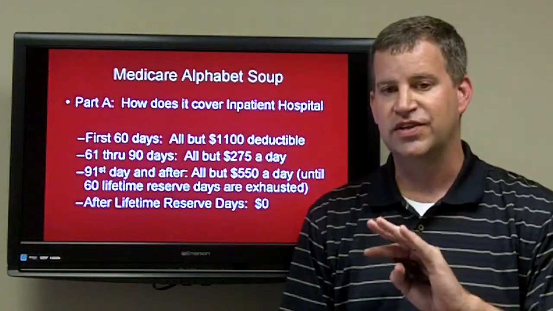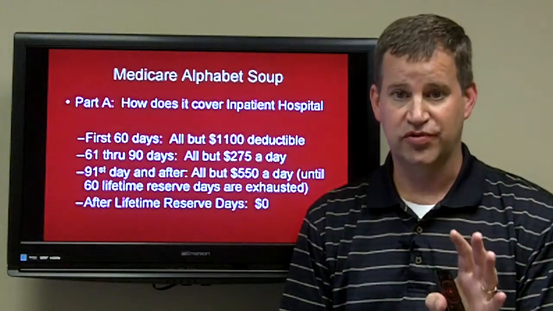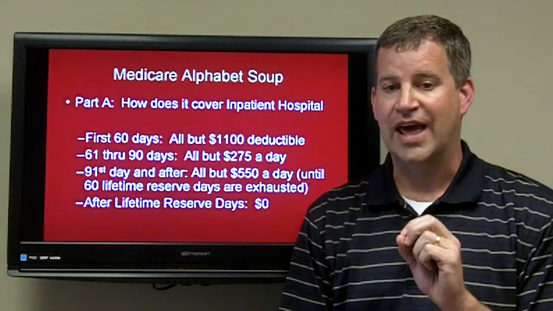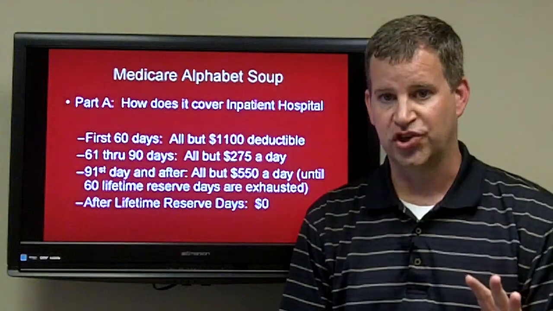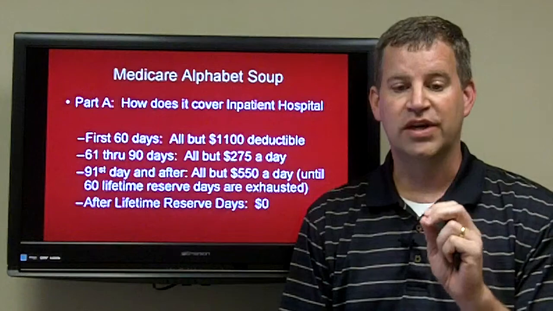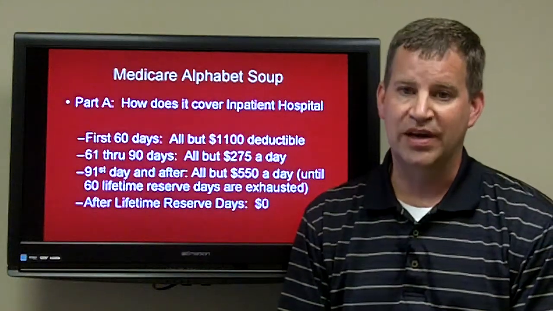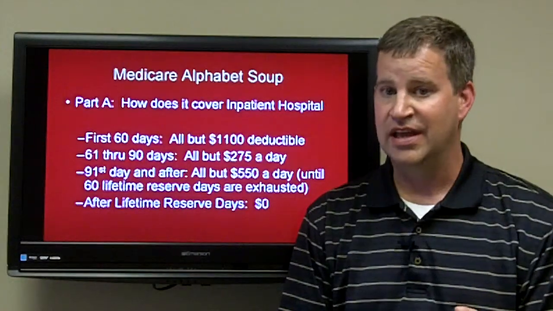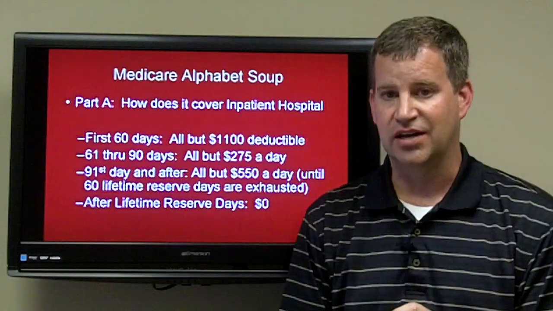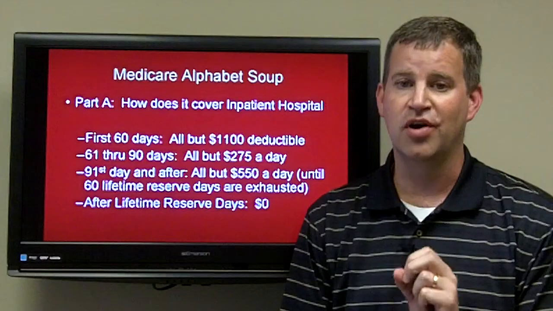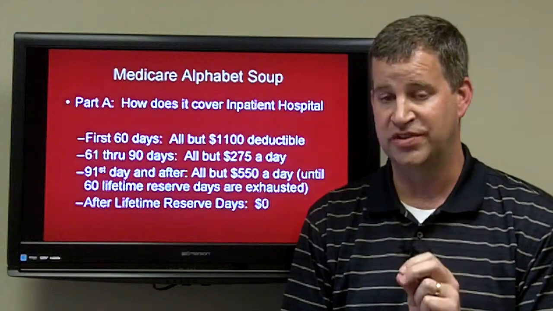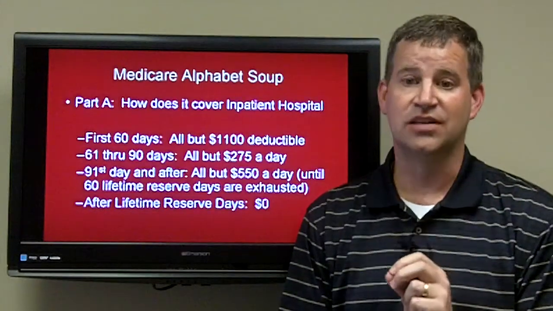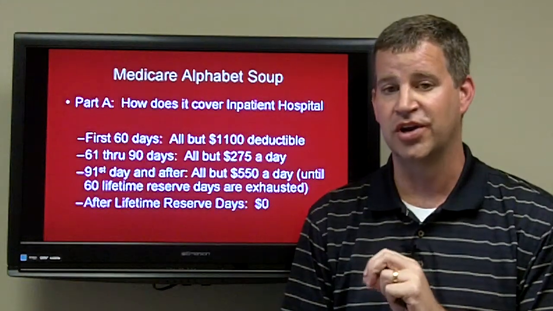So how does Part A cover your hospital coverage? First of all, these numbers are 2010 numbers. And secondly, they are assuming that you do not have any type of supplement insurance. So if you look at the first 60 days that you would spend in a hospital, Medicare is going to pay everything except for an $1,100 deductible, and that is per benefit period. So you could potentially have up to 3 deductibles within a 1-year period.